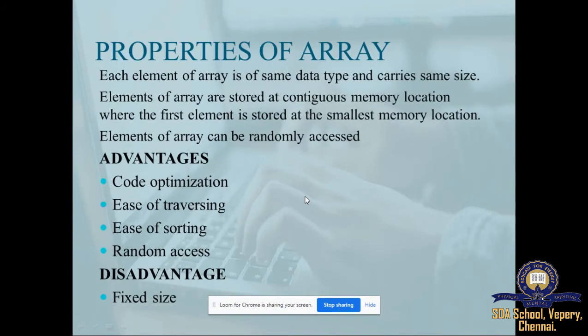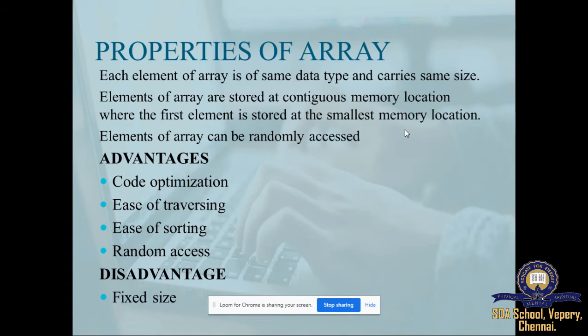Next, the properties of an array. Each element of an array should be of the same data type and carry the same size. Elements of an array are stored at contiguous memory locations. Already I have told you, you should store in a continuous memory allocation, where the first element is stored at the smallest memory location. What is the smallest memory location? Yes, the index position 0, the first position, till the maximum place. Elements of an array can be randomly accessed.